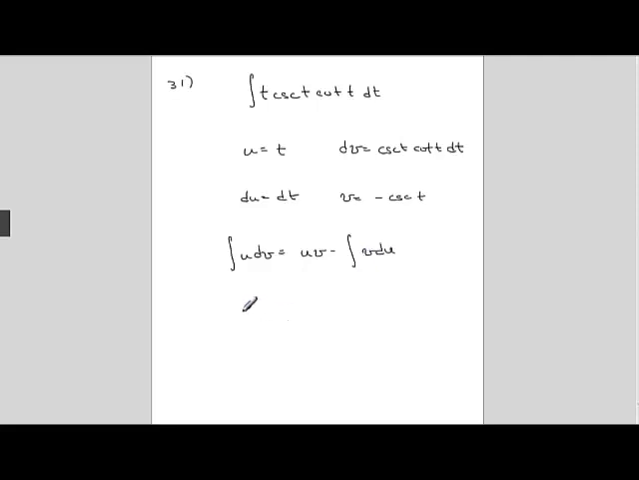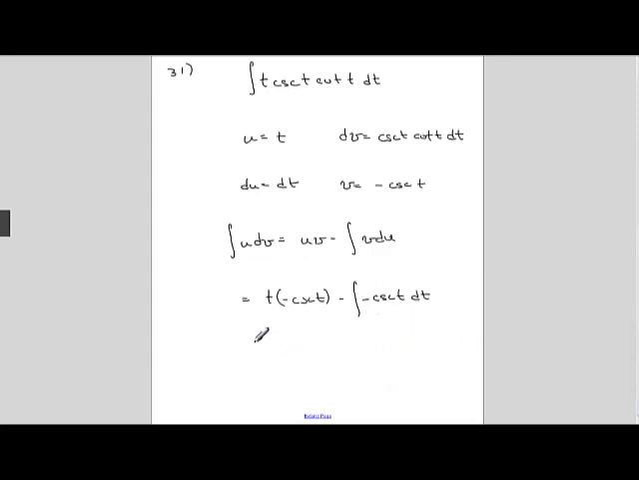We plug the things in, so what we'll get is t times negative the cosecant of t, u times v, minus the integral of v, which is negative the cosecant of t times dt. So this is v du. Okay, now hopefully there's an integral for the cosecant, and there is. So we'll put negative t cosecant of t, just putting a negative sign out front. We'll end up with a positive sign.